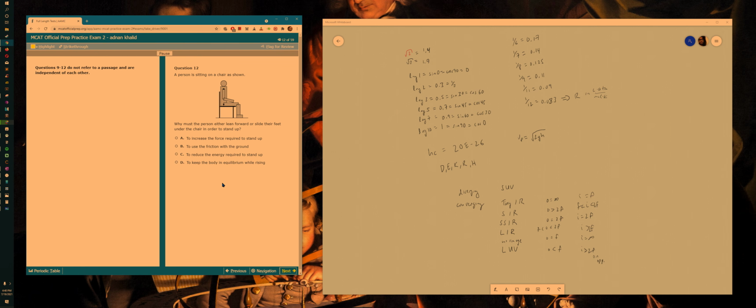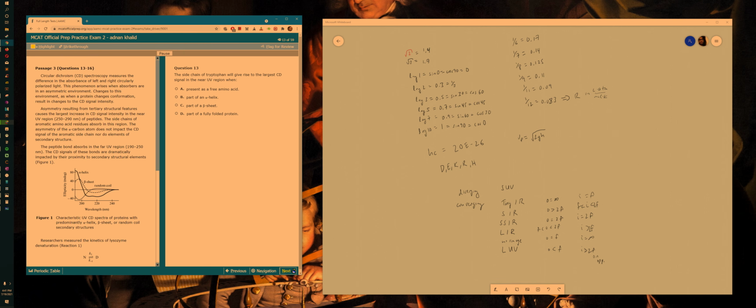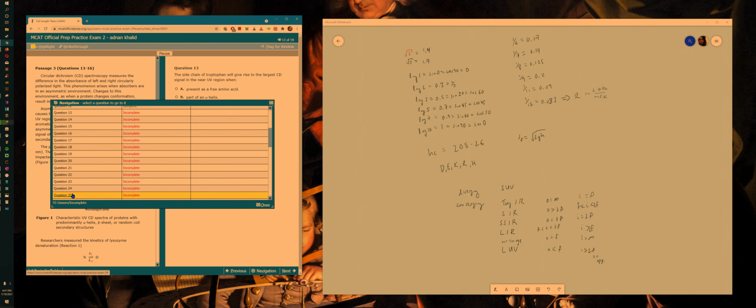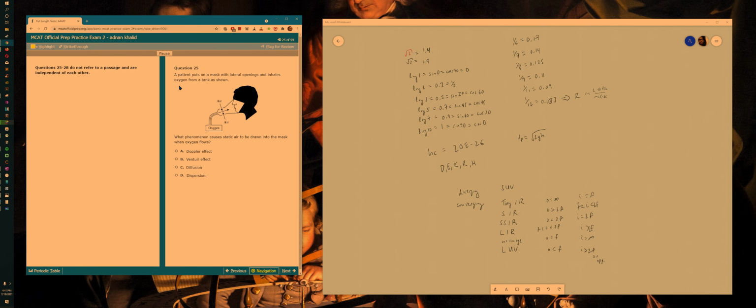This one is that. All right, now I'm going to go, so I finished the first round of discrete, so now I'm going to go to questions 25. So I'm going to do these discretes.